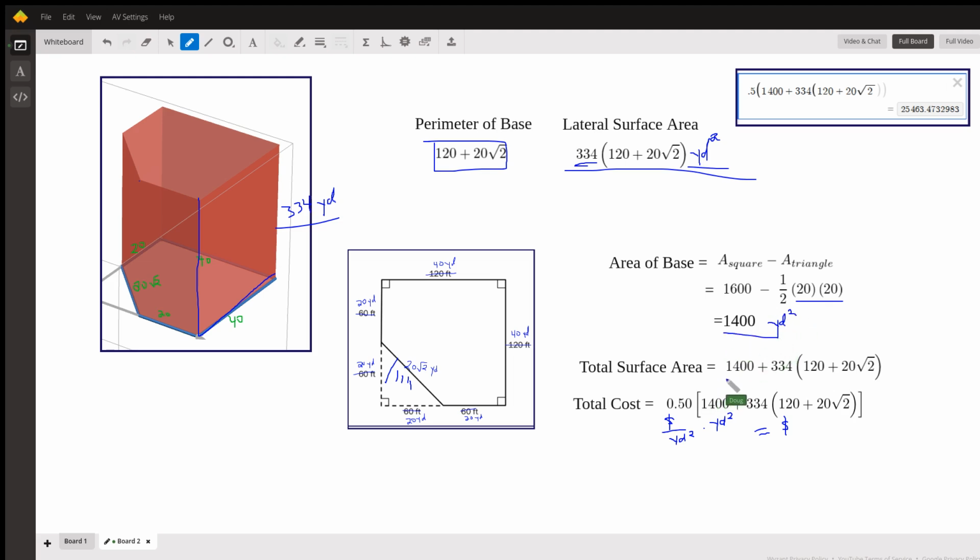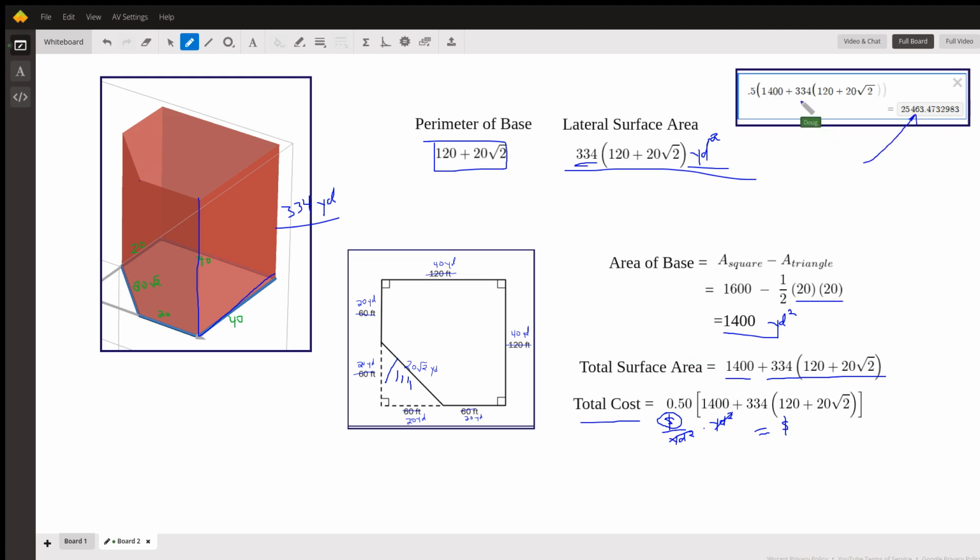So the total surface area is the area of the base plus the lateral surface area. And we want to multiply that by 50 cents. It's 50 cents or $0.5 per square yard. And this expression in brackets is square yards. So these cancel out. So we will indeed have dollars if we multiply by $0.5 per square yard. And here's the answer right here, which I did on the calculator.